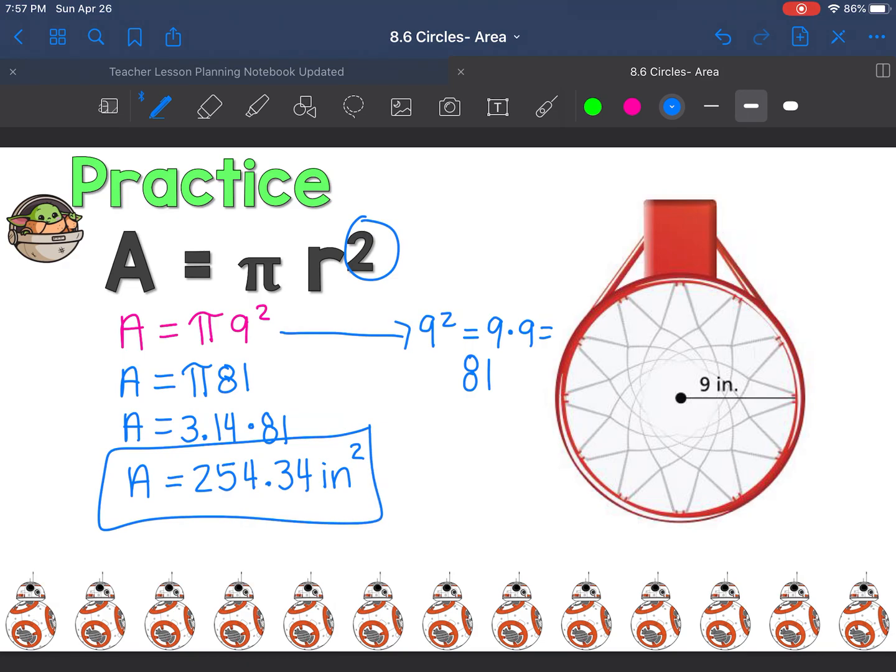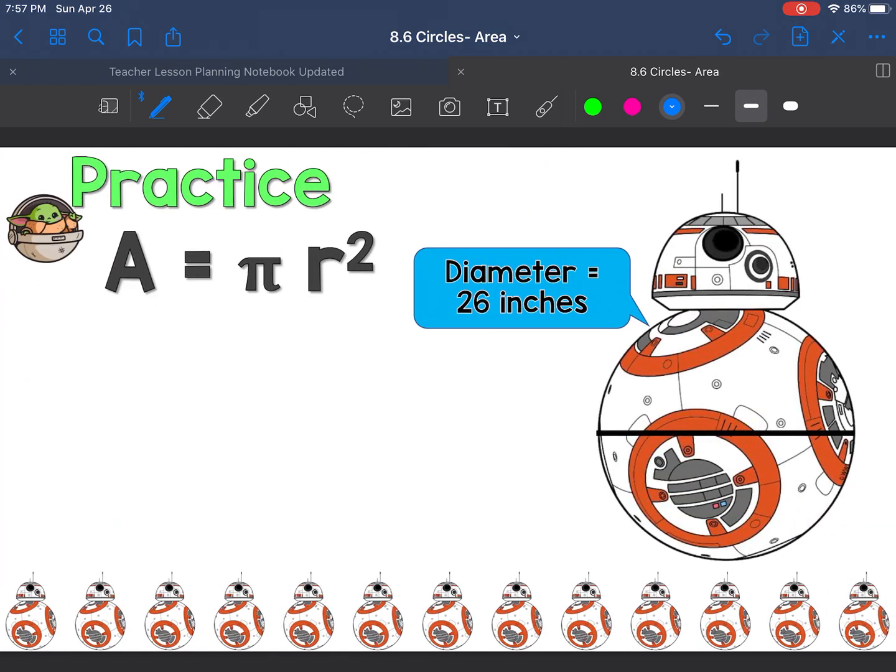So it's not really hard at all when we know what our radius is. But what if it doesn't give us our radius? What if it only gives us our diameter? So we're looking here at circles, or more famously, I guess originally called BB-8. I still like circles. Here it gives me the diameter.